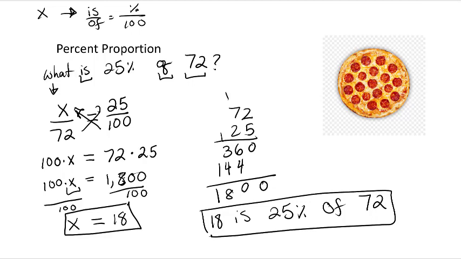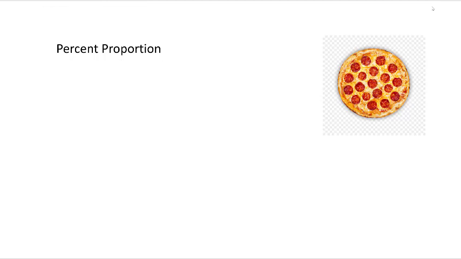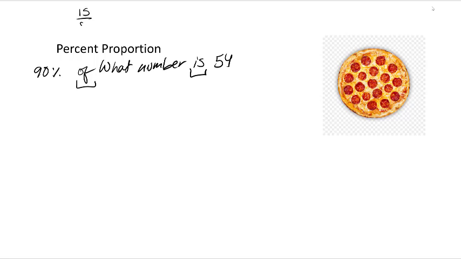Now let's look at a problem that is formulated, again, just a little bit differently. So let's answer the question: 90% of what number is 54? So again, we have is and of, but the order now is different. As a reminder, the ratio of is to of will be equal to the percentage in a number divided by 100. So what do we have here?